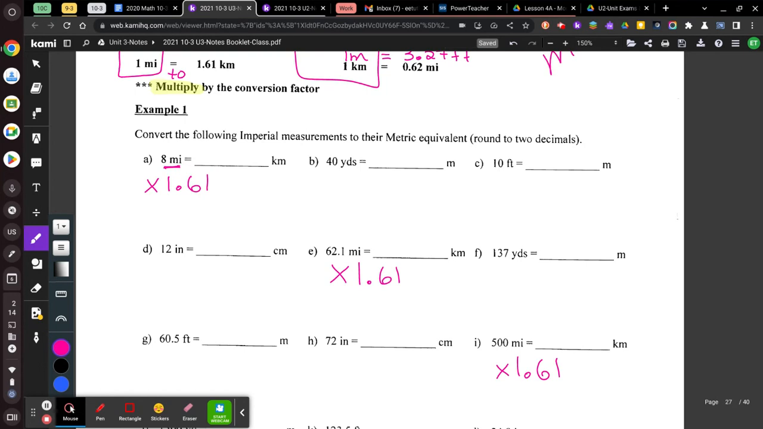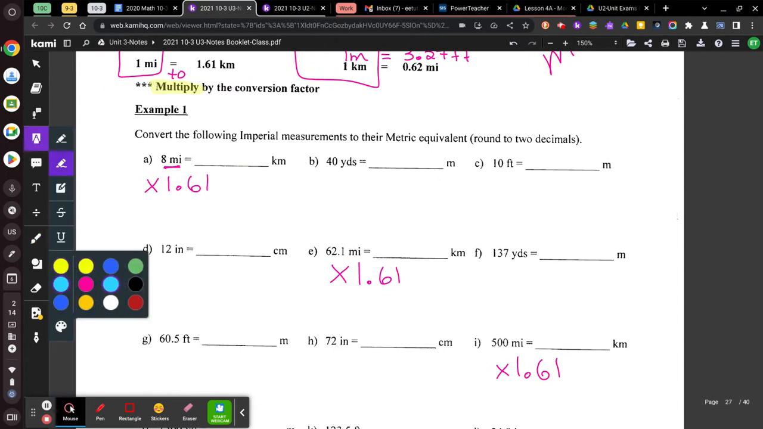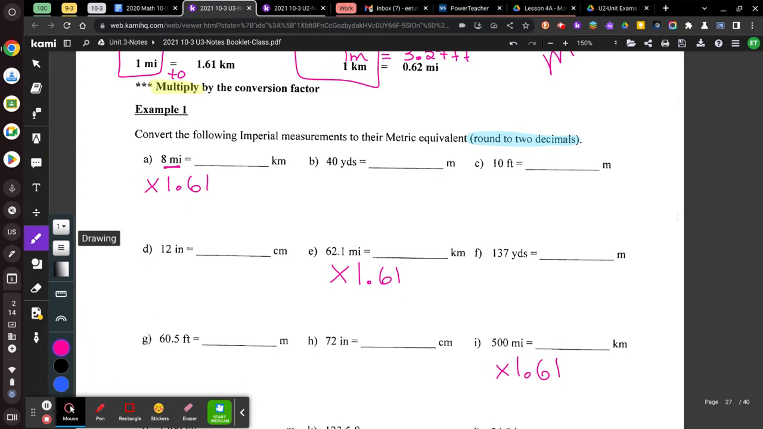Okay, so we're going to take our calculators and we're going to take 8 times 1.61. We're doing all these miles to kilometers. And we are rounding. Everyone, we are rounding. We got to practice our rounding to 2 decimal places. 2 decimal places is more accurate than 1, so we're rounding to 2. So in this case, we're going to get 12.88.